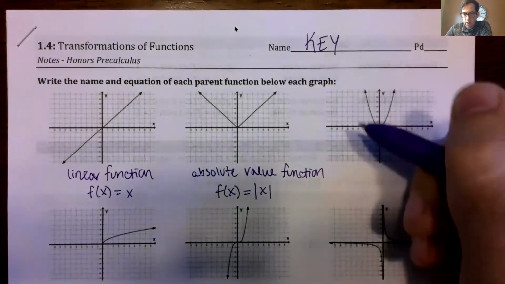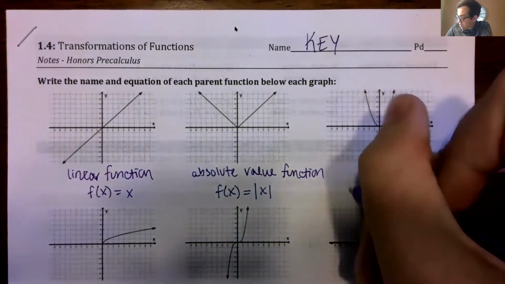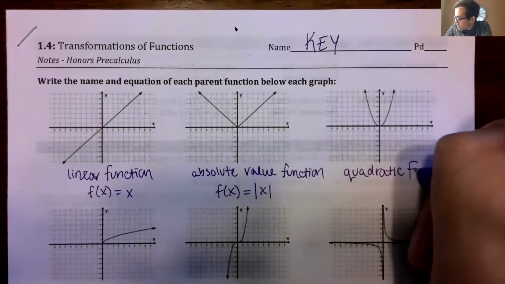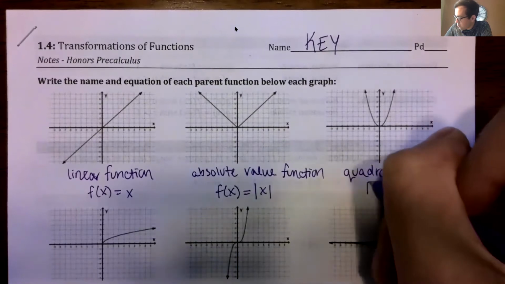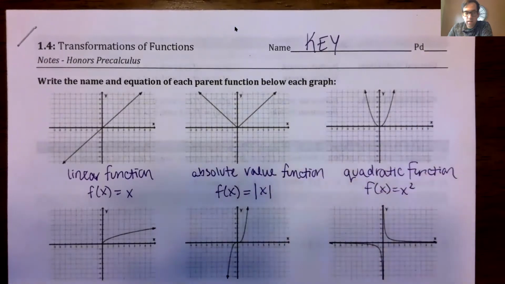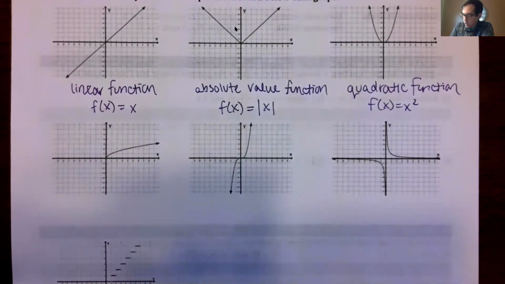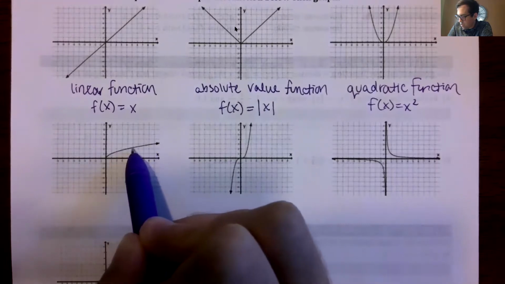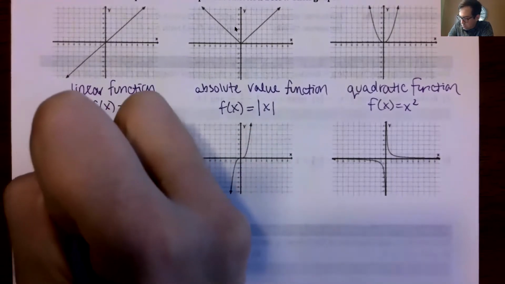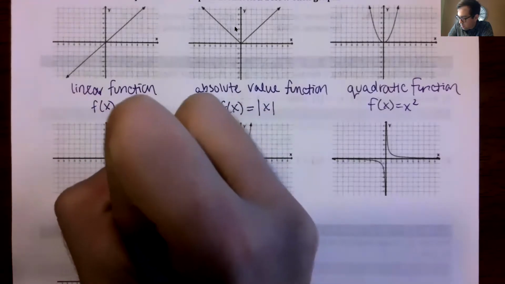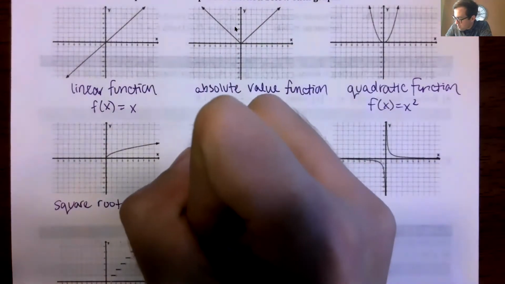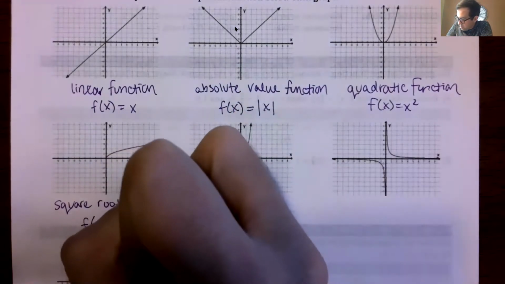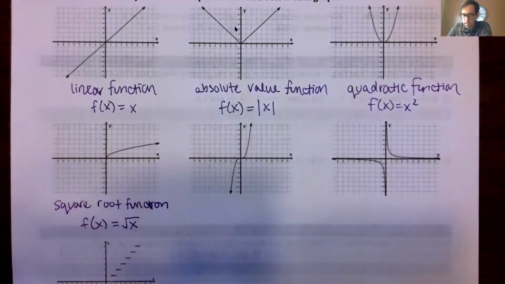The third one, a u parabola curve. It's a quadratic function. F of x equals x squared. We'll keep going. The next one is only in the first quadrant. It's curved kind of downwards as it goes up. And this is called a square root function. And the equation is f of x equals the square root of x.